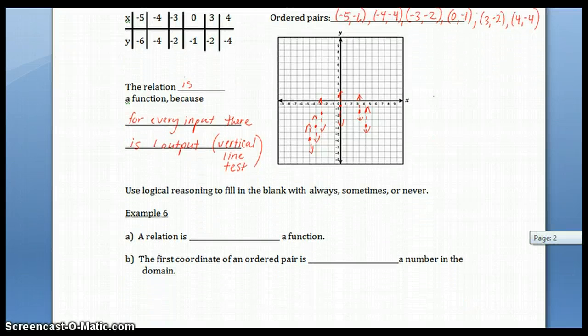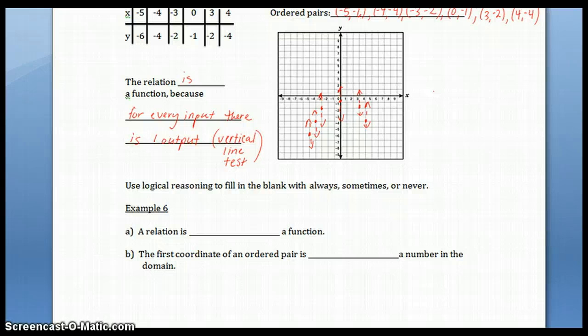All right, with that said, one of the things that you need to be able to do as you get into your IB mathematics classes is to use some logical reasoning. You'll also see these on the SAT test if you're considering taking that test in order to go to a U.S. university. So it says use logical reasoning to fill in the blank with always, sometimes, or never. For example 6, it says a relation is blank a function. So you would say a relation is always a function, sometimes a function, or never a function. Take a minute to think about that. As soon as you've had a chance to think about it, turn the recording back on to see if you got it right. A relation is sometimes a function.